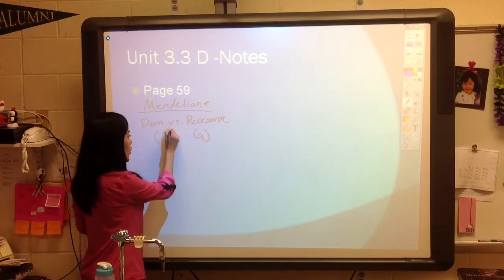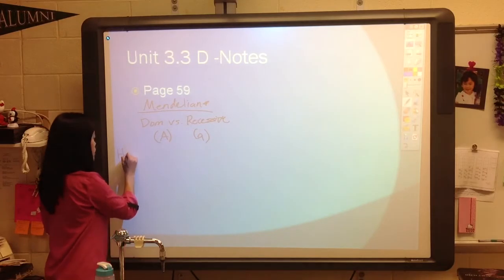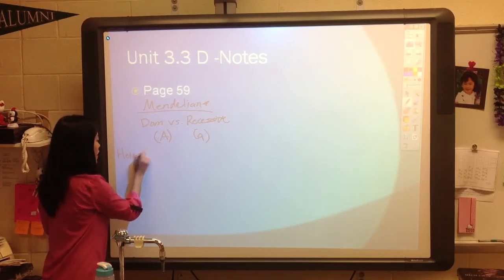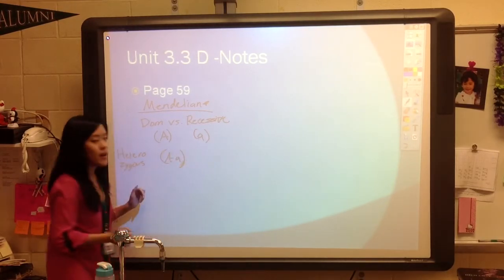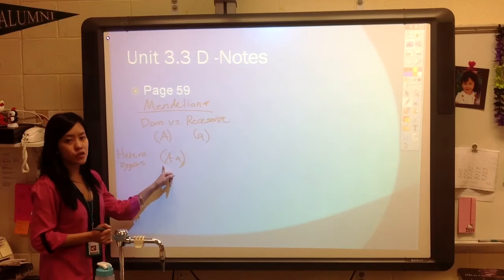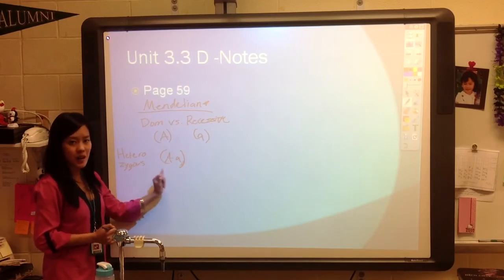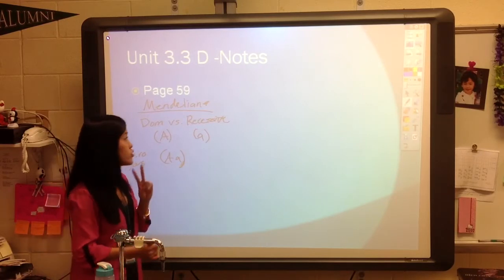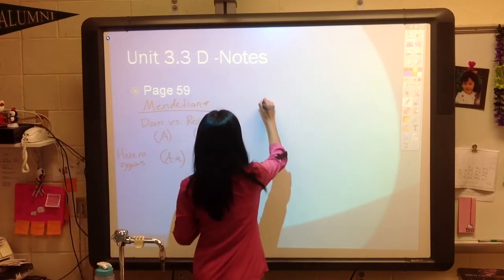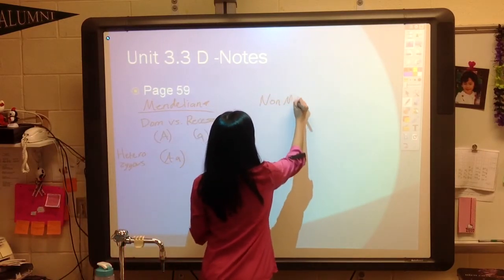And if you had the heterozygous genotype, such as big A, little a, then you would display the trait that is dominant because the dominant covers the recessive. Then we talked about two types of non-Mendelian genetics.